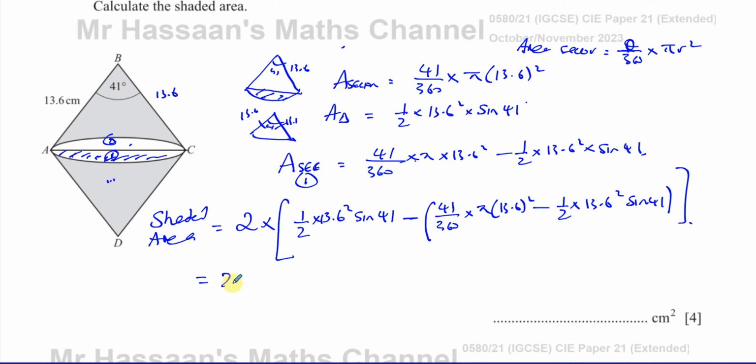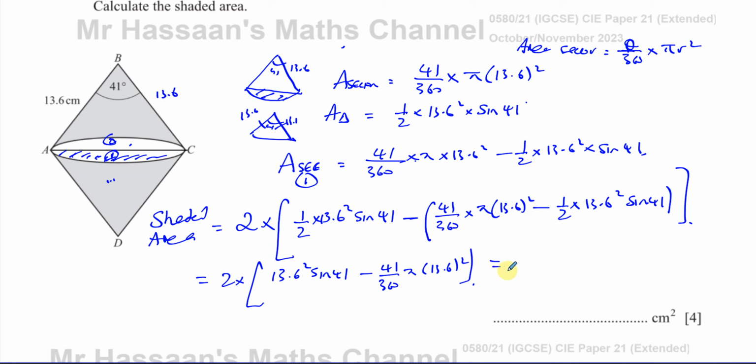So this gives me 2 times, and we can simplify this because you got this minus that, which is going to give you this plus that. So the 2 halves will cancel out. So you'll end up with 13.6 squared times sine of 41, okay, minus 41 over 360 times pi times 13.6 squared. So that's going to give you the total shaded area.